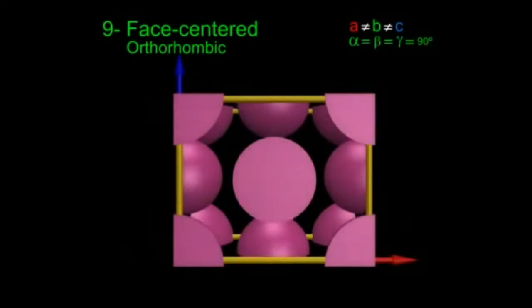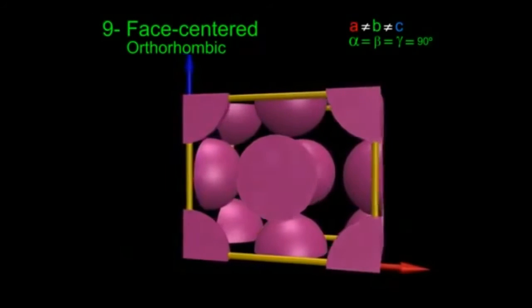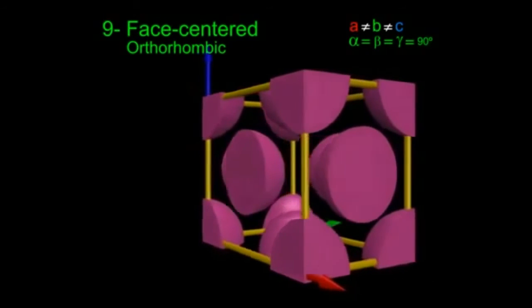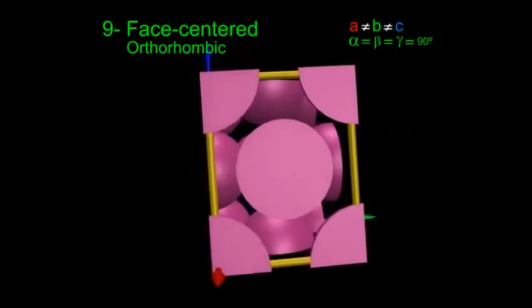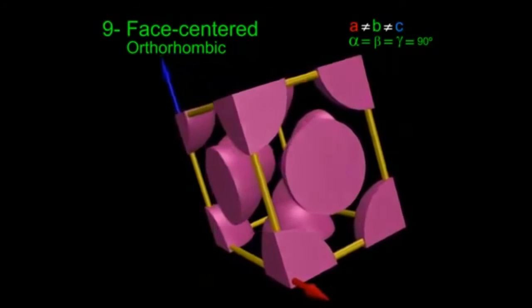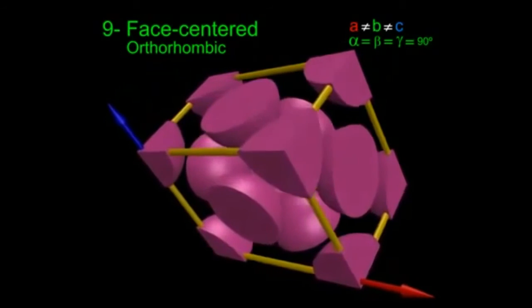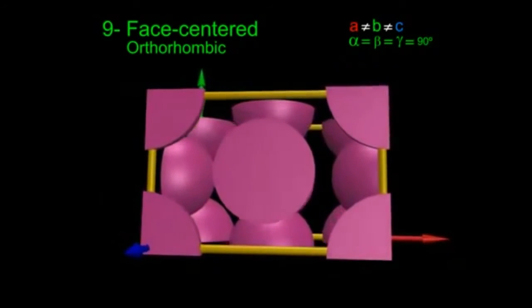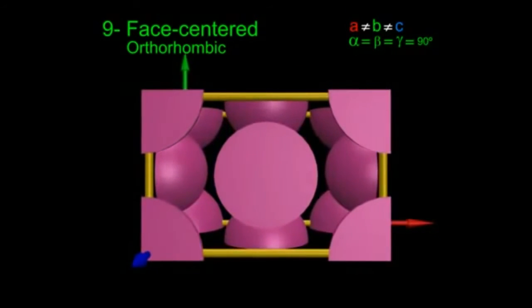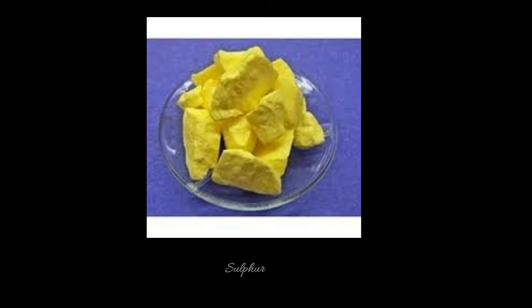Face-centered orthorhombic lattice, like all lattices, has lattice points at the 8 corners of the unit cell plus additional points at the centers of each face of the unit cell. It has unit cell vectors A, B and C which represent length, width, and height respectively, and in this case, the length, width, and height of the unit cell are all unequal to each other. The interaxial angles, namely alpha, beta, and gamma, are all equal to 90 degrees. Only sulfur exhibits the face-centered orthorhombic lattice structure.